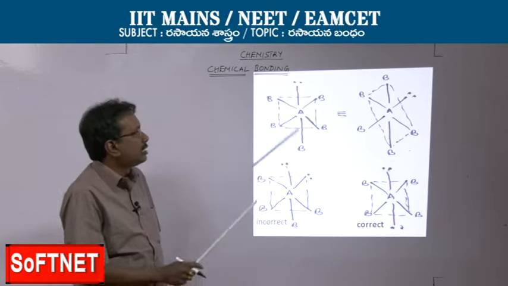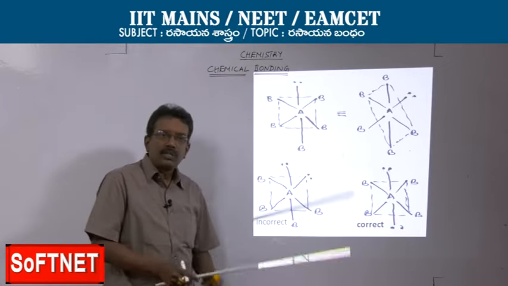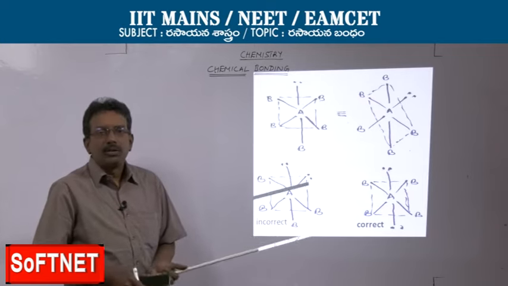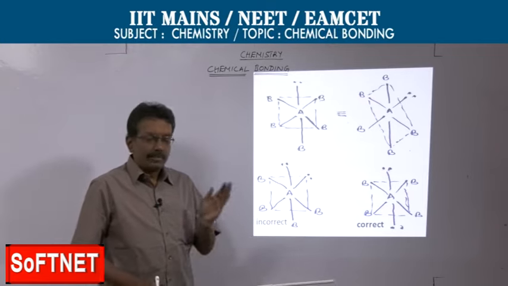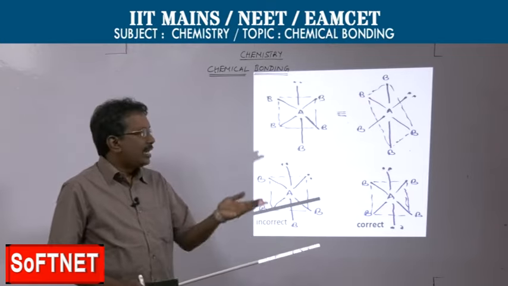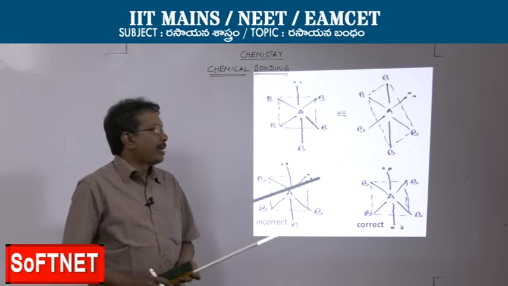So what is the conclusion? In the octahedral structure, the first lone pair we can accommodate anywhere. What is the position of the second lone pair? The position of the second lone pair is exactly opposite to the first lone pair.